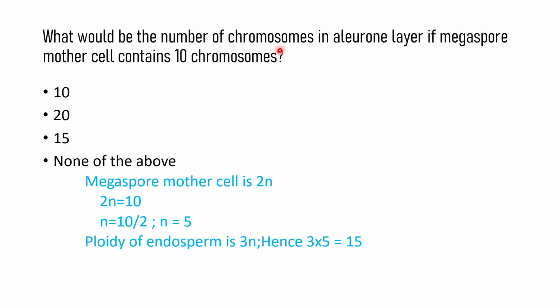They have asked us the number of chromosomes in aleurone layer. This aleurone layer is the outermost layer of the endosperm. Endosperm is a triploid cell. The condition is 3n here. Why is it 3n? It is formed by the fusion of one male gamete and diploid polar nuclei. So it is 3n. Let us substitute this value of n here. So 3 into 5, 15. Our answer is the third option here. The total number of chromosomes in aleurone layer will be 15 here.